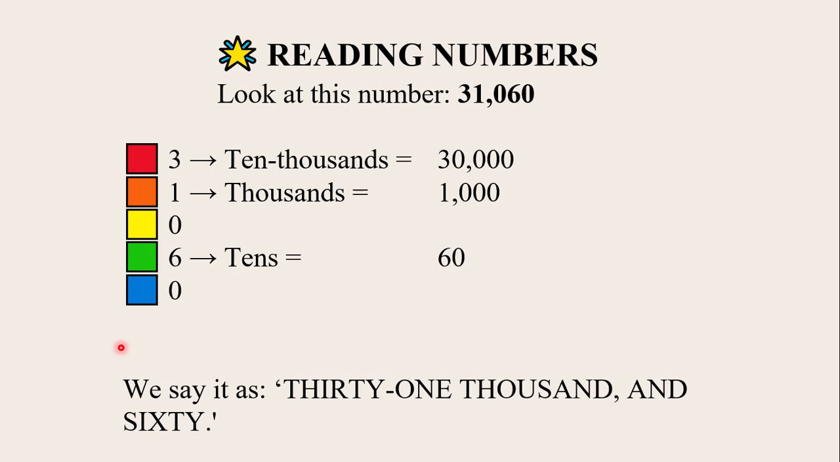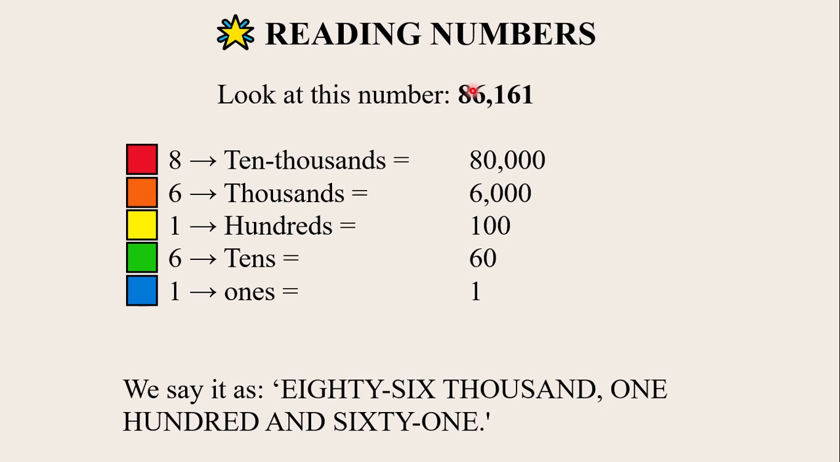We'll try another example. This one, 86161. So as usual, we start with 8, we put it here. We go to 6, we put it here. We go to 1, we put it here. We go to 6 again, we put it here. And finally, we go to 1, we put it here. So just like the way we arranged the previous one, we're going to arrange this one as well. And of course, the first number is in 10,000.